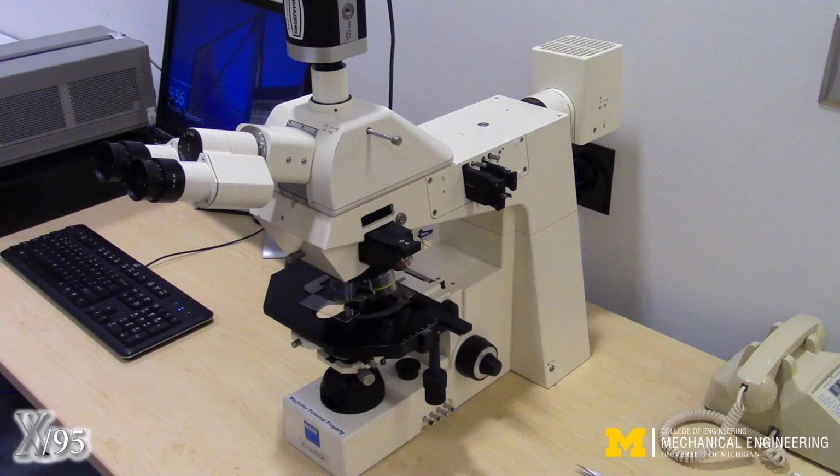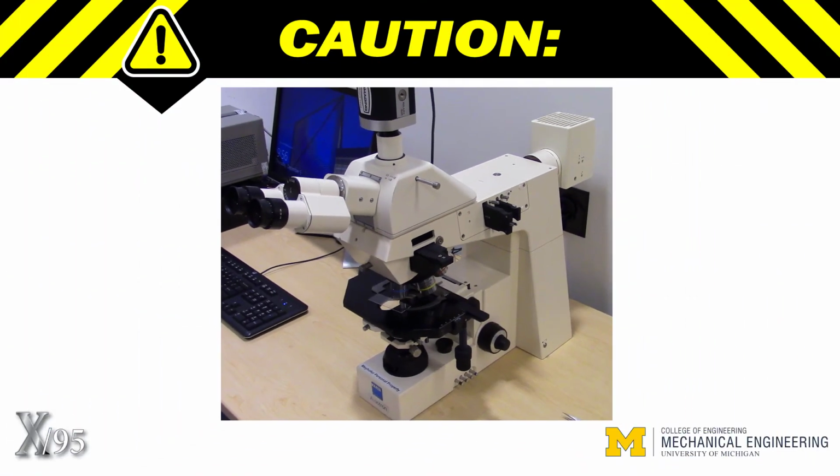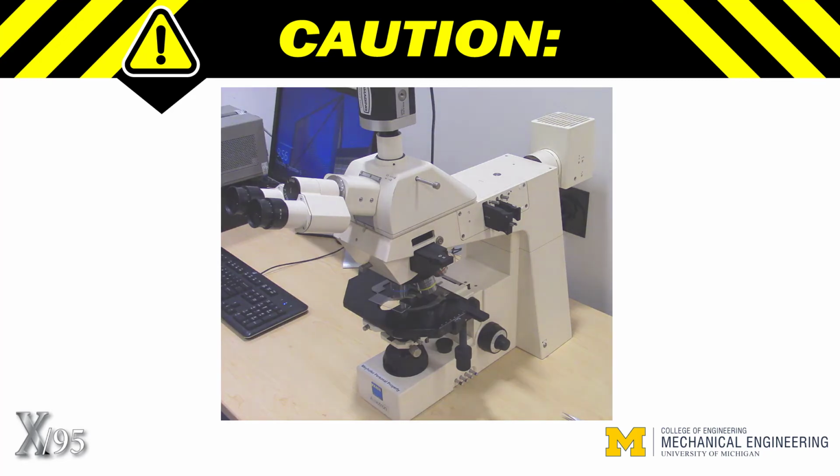This video tutorial presents a generic operating procedure for the Zeiss Axiotron optical microscope. The microscope is a very expensive and delicate instrument, which requires great caution and vigilance while operating. If any questions arise, please consult the GSI or support staff.